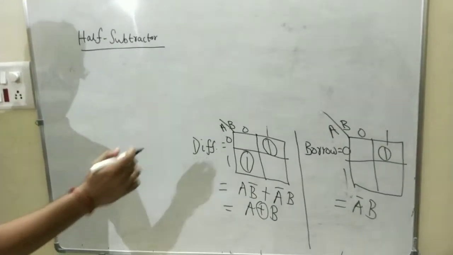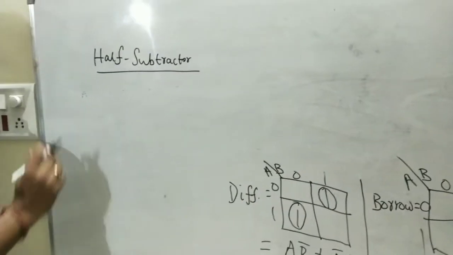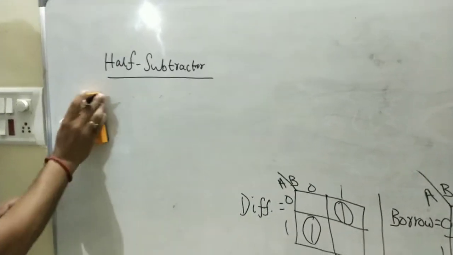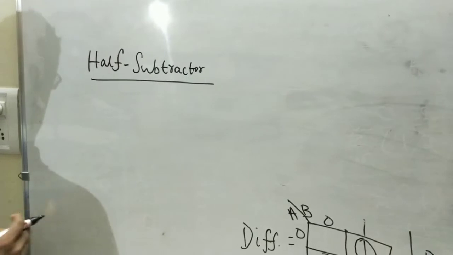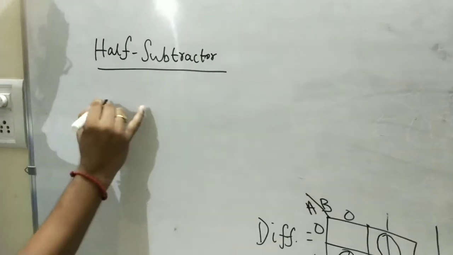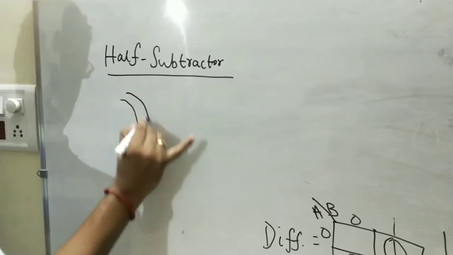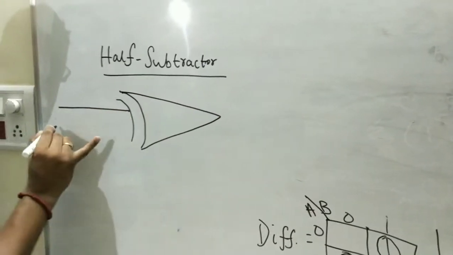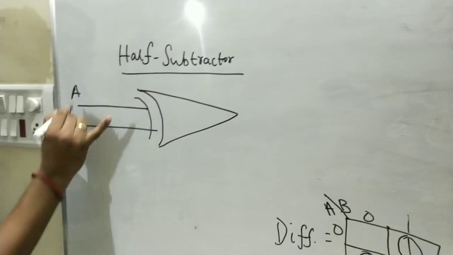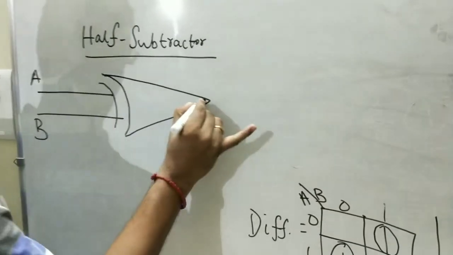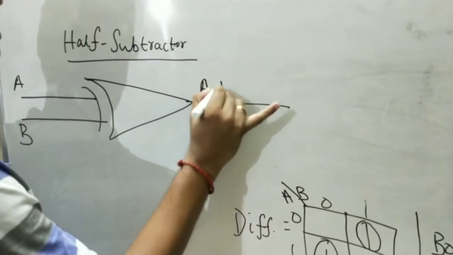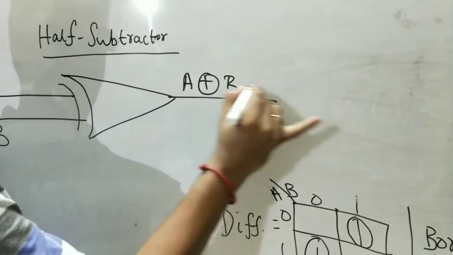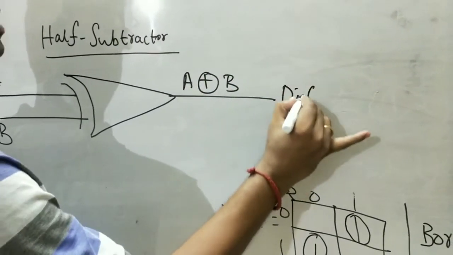What is the expression? For difference it is A plus B, sorry, A XOR B. And for borrow it is A dash B. This is the symbol for XOR. So A, B will give A XOR B. This is nothing but difference.